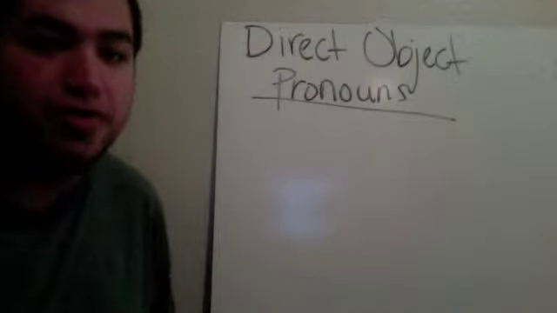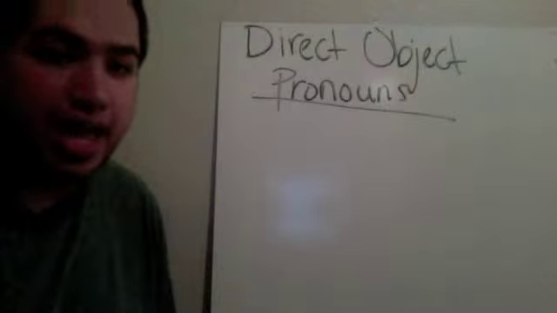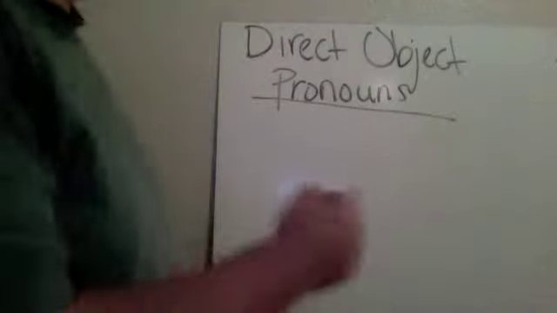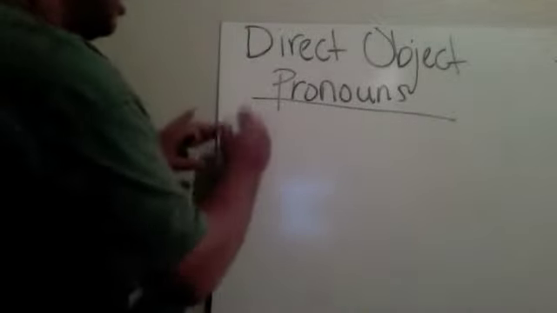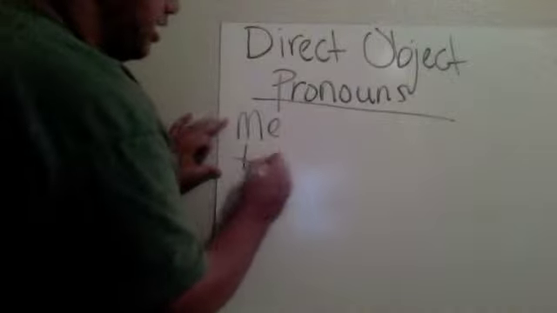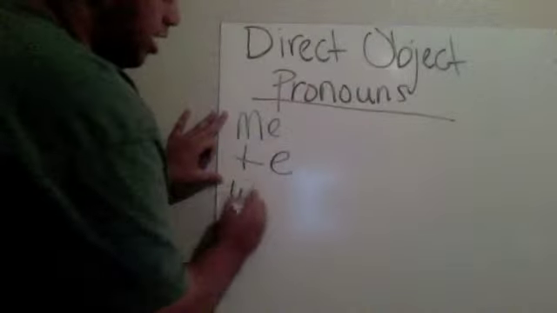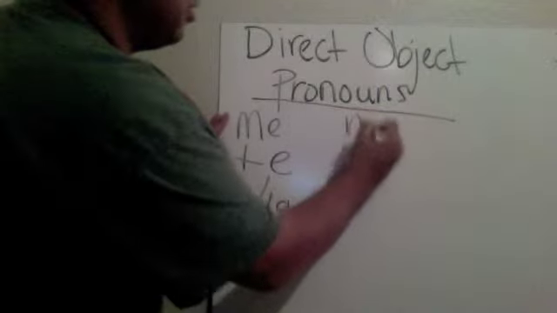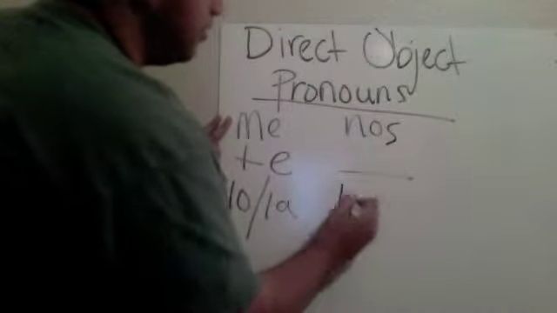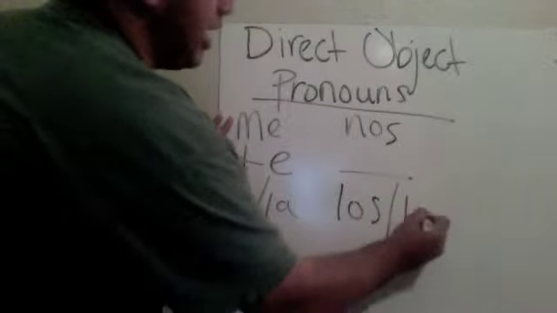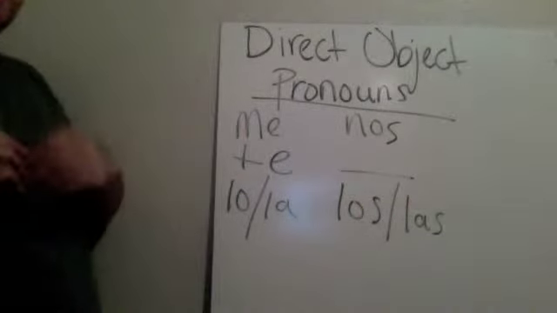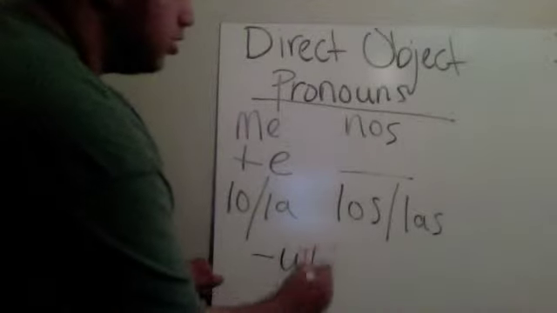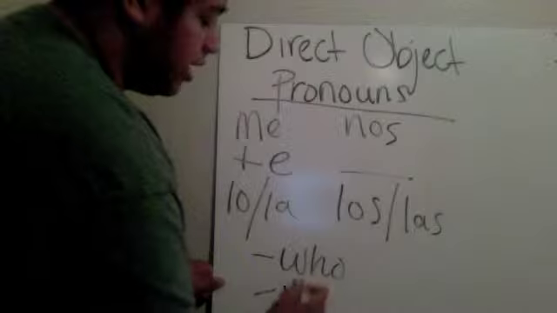Today we're going to go over indirect object pronouns. I know this says direct object pronouns, but we're just going to review them very quickly. Direct object pronouns, what are they? Me, te, lo, or la, nos, los, and las. Those are your direct object pronouns. They answer two questions: who and what?